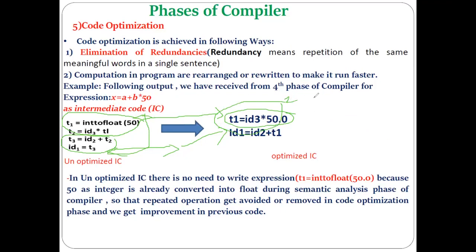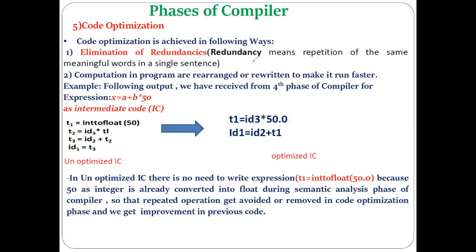Means what gets saved here? Definitely the space gets saved. And if the space gets saved, now processing of these two instructions has to be done instead of four instructions. So the time requirement for processing and execution will also be saved. So space efficiency improves, time efficiency improves, and that is nothing but what is called the concept of code optimization.